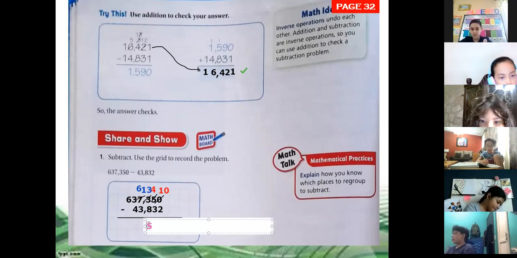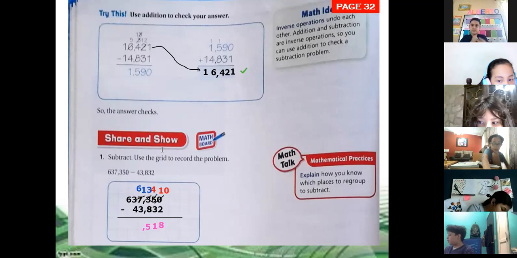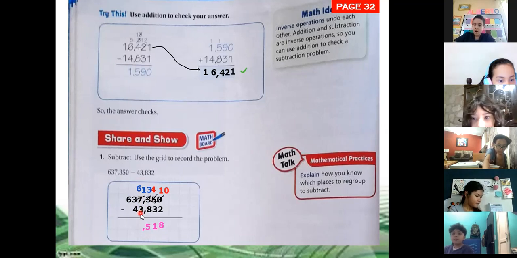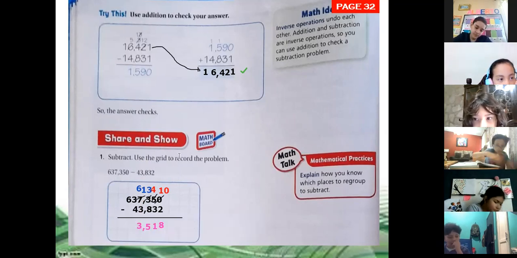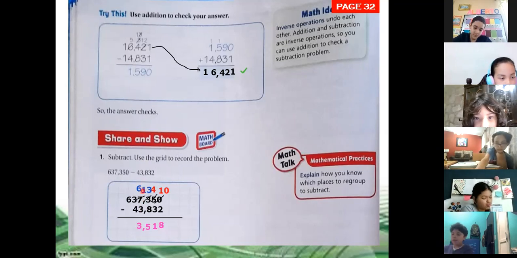Don't forget to write the comma. Now we say 13 minus 8 equals 5. We write the comma and we say 6. Remember, 7 is now 6. It's 6 minus 3. What's the answer of 6 minus 3? 3. That's right. 6 minus 3 equals 3.